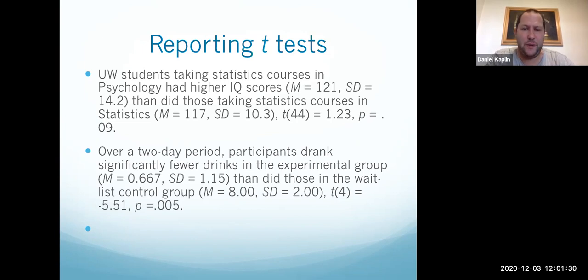Over a 2-day period, participants drank significantly fewer drinks in the experimental group than those in the waitlist group. Again, another example of how I would prefer you to write it, with means and standard deviations, T, degrees of freedom, and so forth.